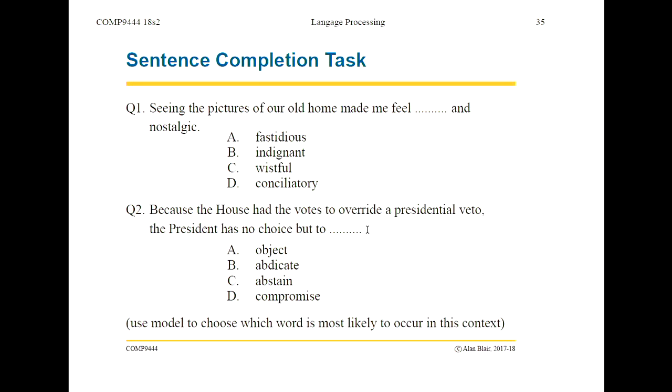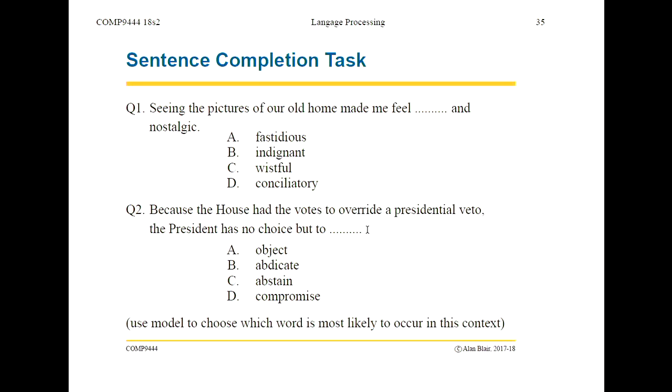Sometimes, to answer these questions, you need some sort of logical reasoning, and there's a long history. Some people have criticized these tests by saying that they're culturally biased. So if you look at this question: because the House had the votes to override a presidential veto, the president had no choice but to blank. What do you think the correct answer is? Anyone want to guess?